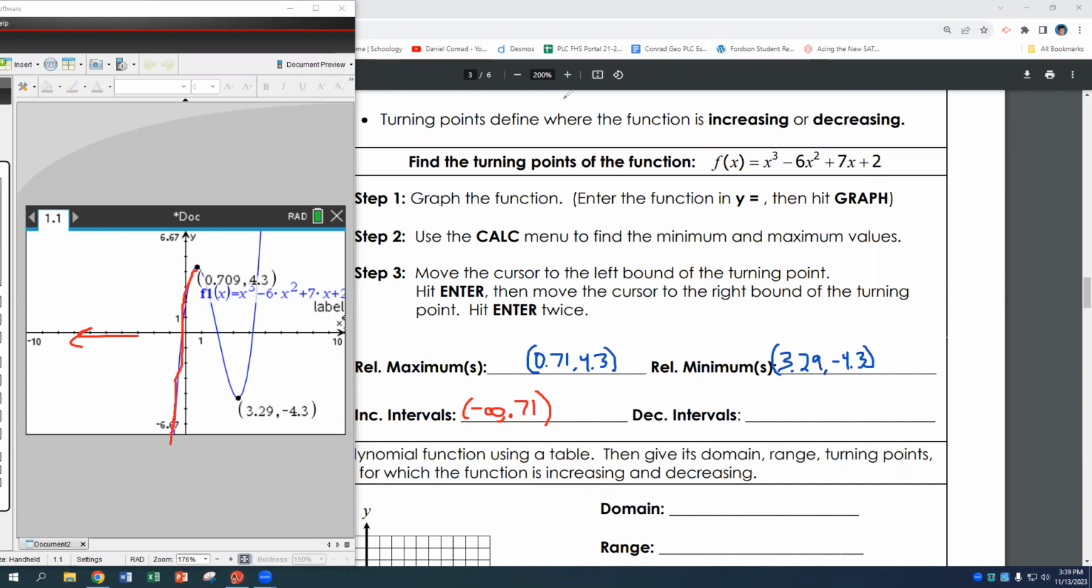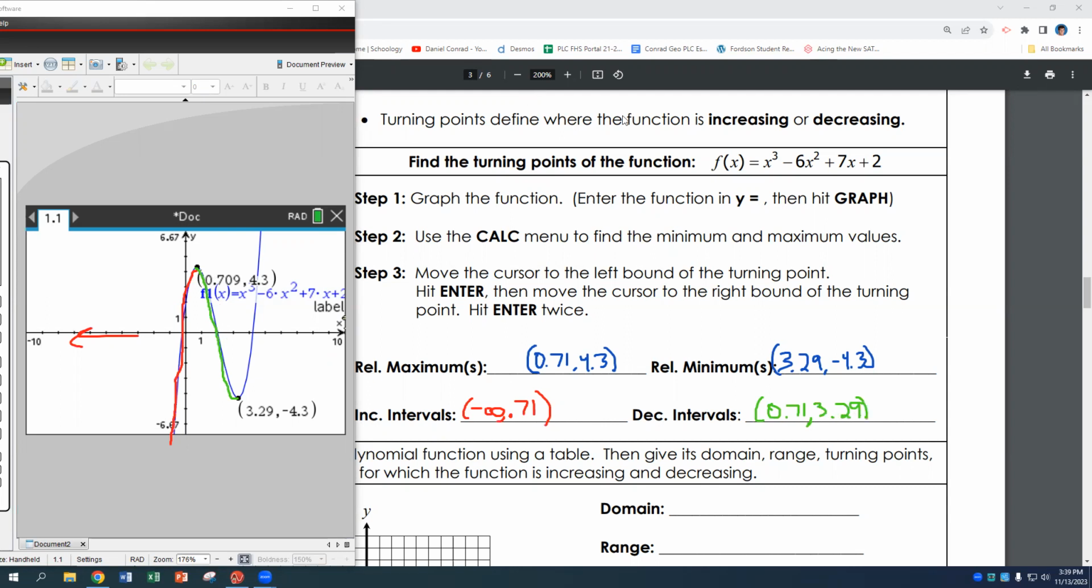So we're increasing there. Okay, then our graph begins to decrease. So we have a turning point, right? A turning point. It's going from increasing to decreasing. So 0.71 is our first turning point. So now we're decreasing, decreasing, decreasing, going down until we reach 3.29. So we're going down from 0.71 until we reach 3.29.